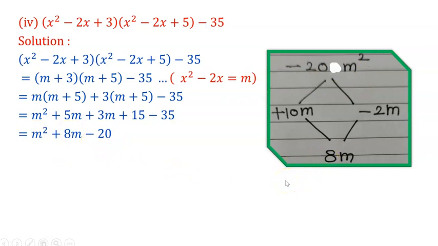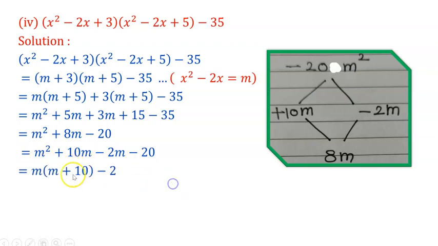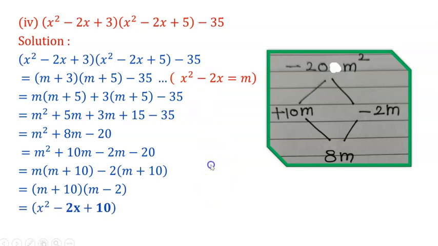Now find the two numbers such that whose sum is plus 8m and the product is minus 20m square. Therefore the two numbers are plus 10m and minus 2m. Okay. Now the common from the first two terms, m is common. Then in bracket you will get m plus 10 and the common from the next two terms, that is minus 2. Then in bracket you will get m plus 10. Again m plus 10 common from these two and the remaining terms in the next bracket, that is m minus 2. Okay. Next again replace m by x square minus 2x.